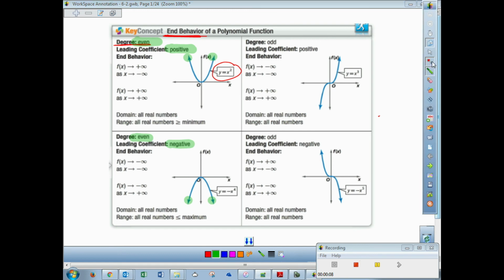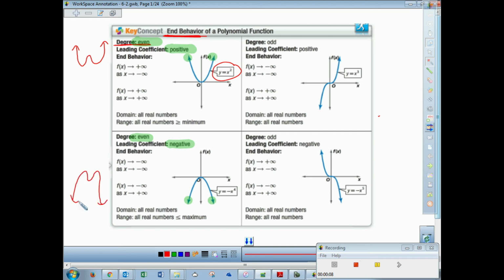Even if it was a fourth degree polynomial or something, it could look like this. A lot of fourth degrees make a W type shape, but you look at the ends. Do you see that they are going the same direction? So that means it's got an even degree, and the leading coefficient is positive because they're going up. If you had a fourth degree polynomial that looks like this, that's still an even degree because the ends are going the same direction, but it's going down, so the leading coefficient is negative.